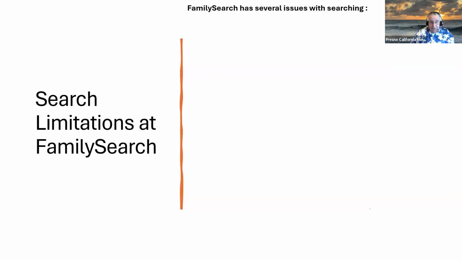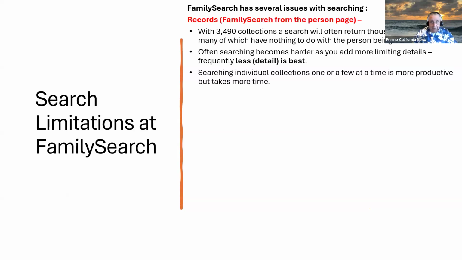Okay, limitations. Well, records, when you do it from a FamilySearch person page, you're dealing with over 3,400, almost 3,500 collections, which means you're going to get thousands of results. No matter how you try to limit the results to just what you want, you're always going to get a few that seem to match and then a lot that don't even seem to be close. That's just the nature of the beast. That happens at all the big sites. They all turn out that kind of a result.